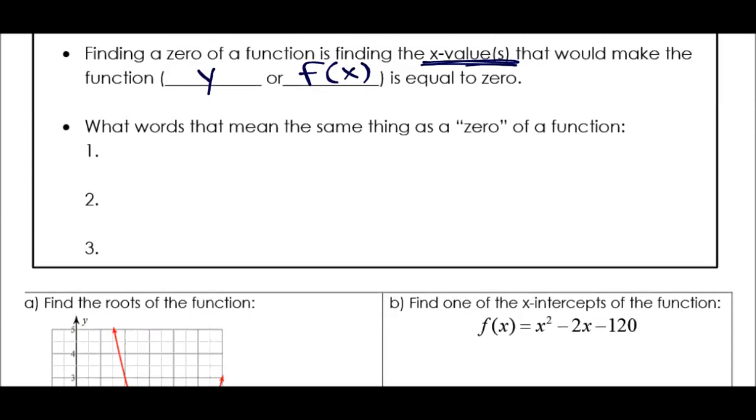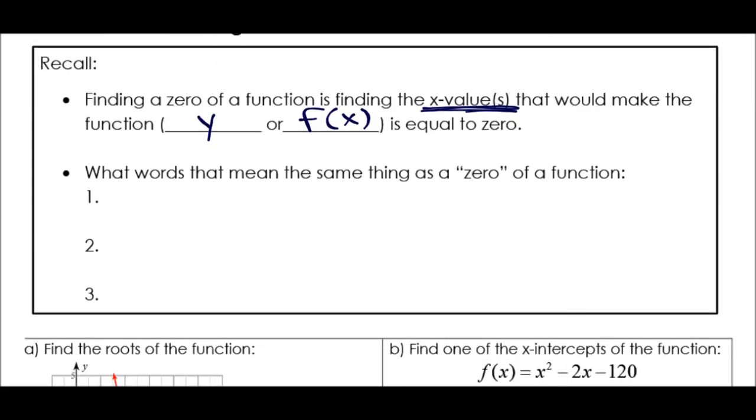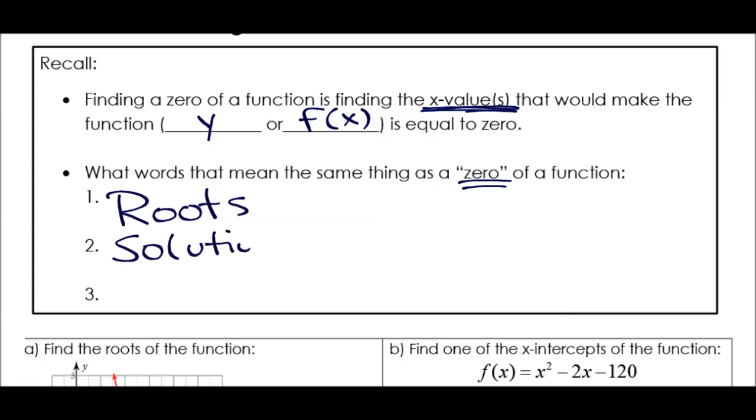And some synonyms for a 0 are roots, solutions, and x-intercepts. Those all mean the same thing. They're just x values that make the function equal to 0.